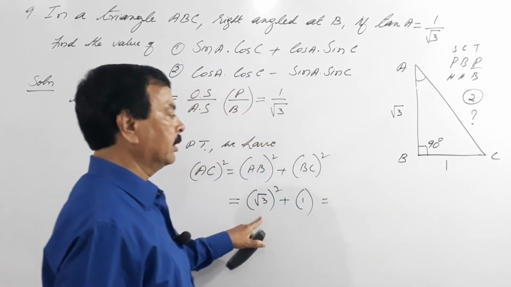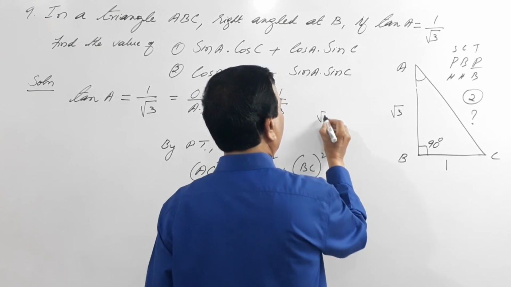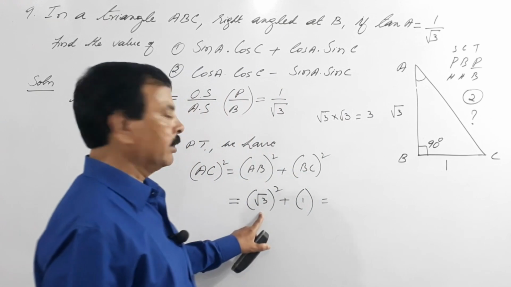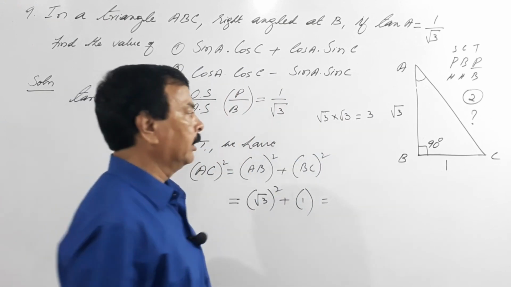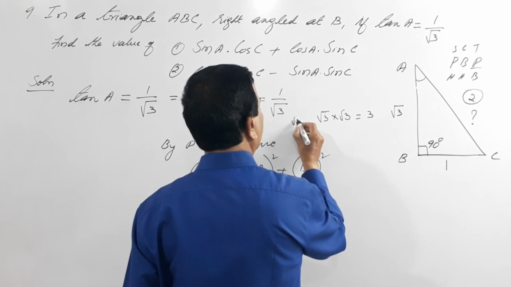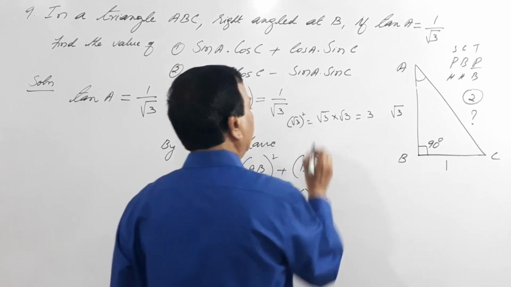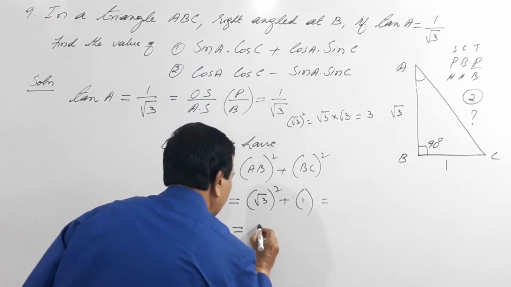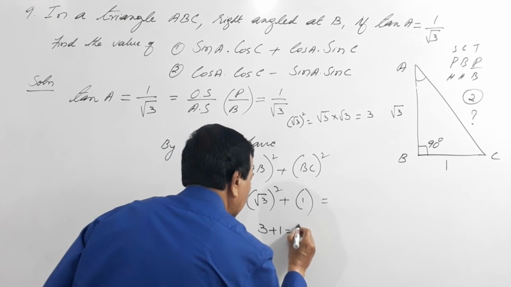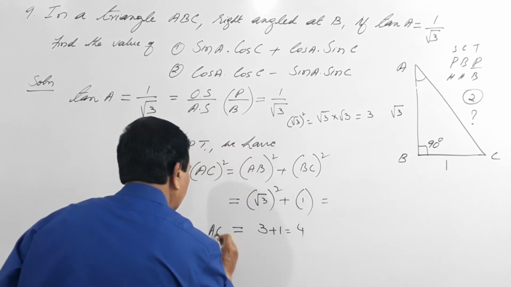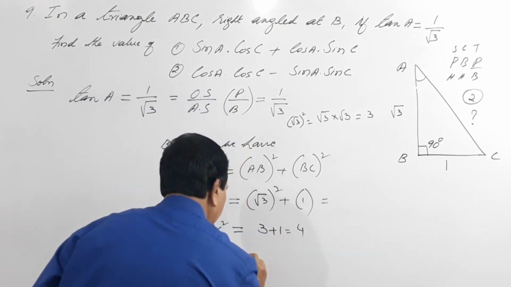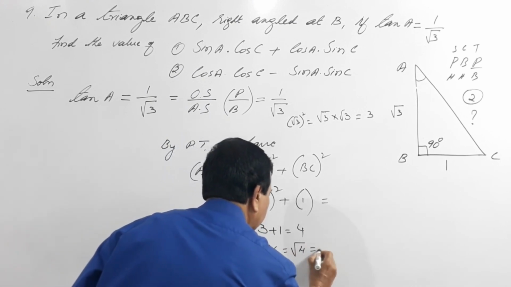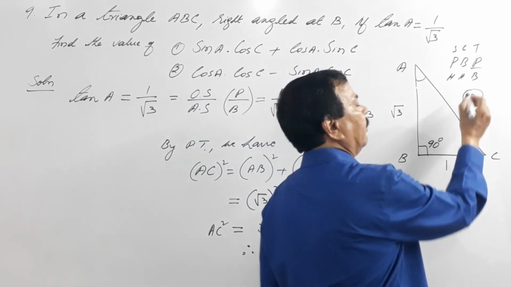So what happens? Root 3 square means root 3 into root 3, which equals 3. So this becomes 3 plus 1, that becomes 4, that is our AC square. Therefore AC will be square root of 4, which is nothing but 2. So my value is 2, correct.